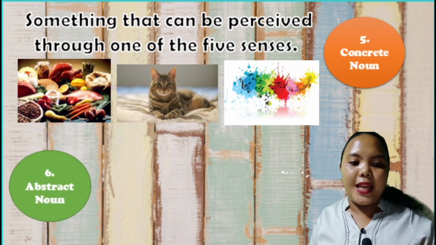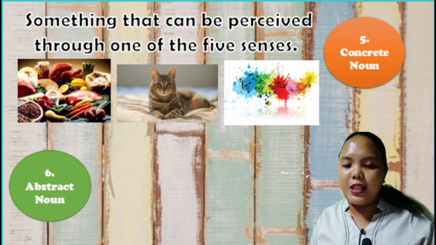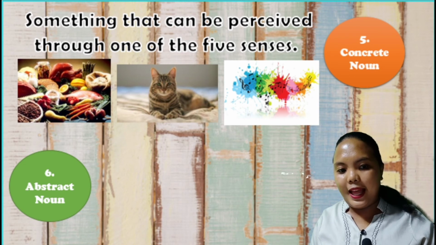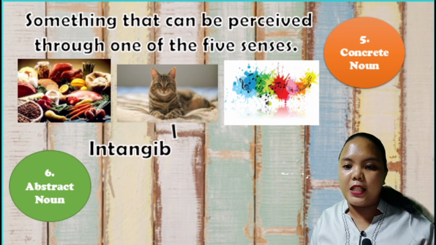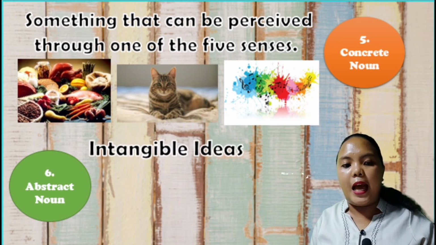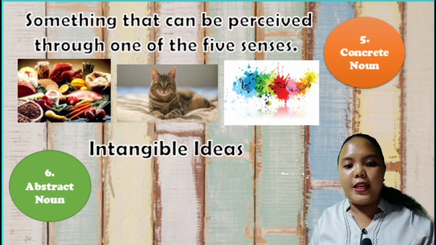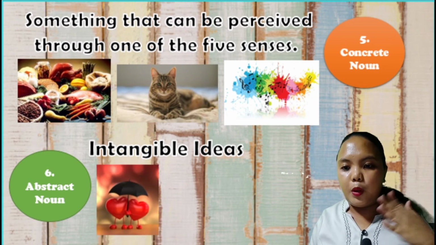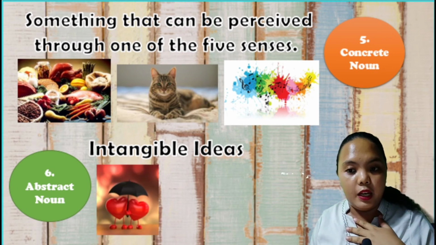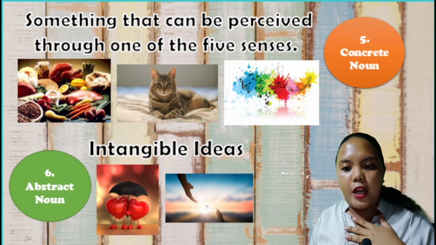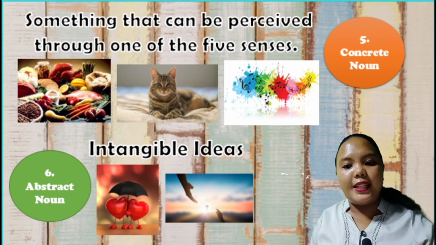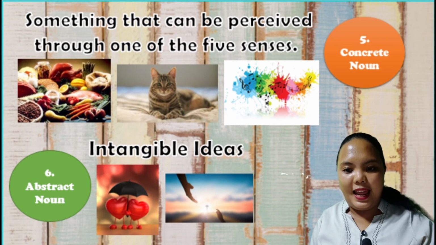How about the abstract noun? An abstract noun is the complete opposite of a concrete noun. If a concrete noun is something that can be perceived through the five senses, which is tangible, abstract nouns on the other hand are intangible ideas. Commonly this is associated with theoretical concepts or emotions. For example, the idea of being in love, or the idea of faith and hope. That is what we call an abstract noun.